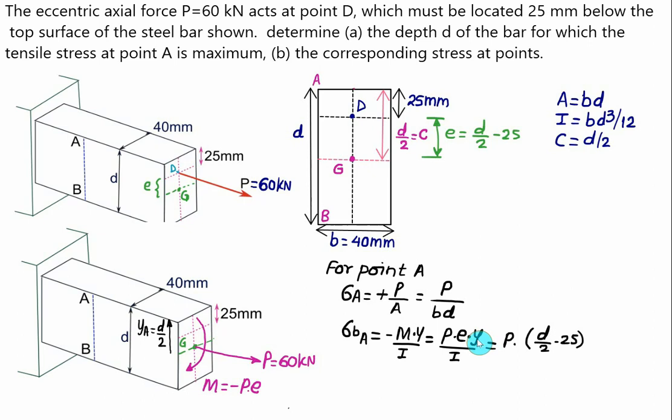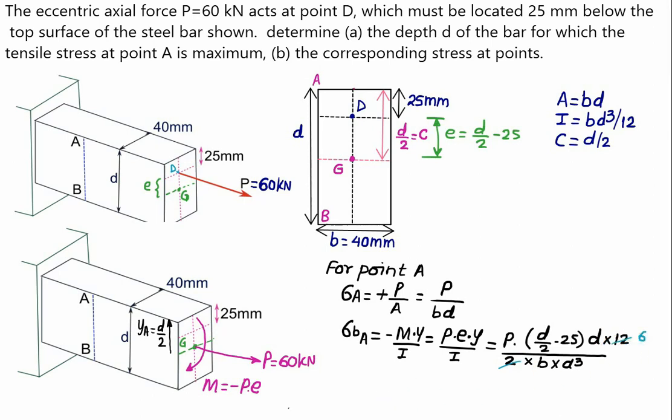Value of y is y_A, that is equal to d by 2. So we have d divided by 2, so 2 will shift to the numerator. Moment of inertia is bd cube by 12, so we have multiplied by b multiplied by d cube, and 12 will shift to the numerator. So we have 12 here in the numerator. This time the 2 and 12, so 6 is left in the numerator.